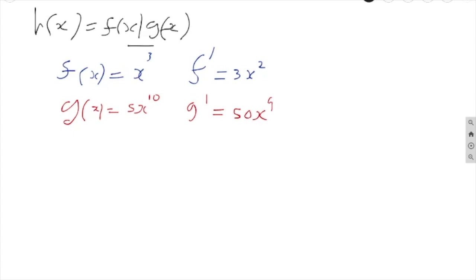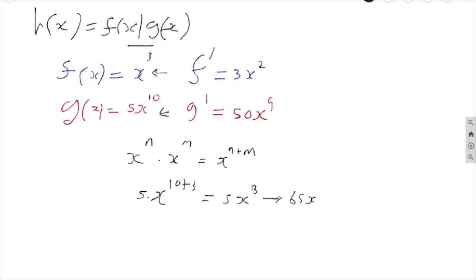And these terms, which are f and g, x cubed and 5x to the 10th, they do multiply. If you know your index multiplication rule, you know that x to the n times x to the m equals x to the n plus m. So we have 5 times x to the power of 10 plus 3, which is equal to 5x to the 13th, which we can apply the usual power rule to. So therefore it will differentiate into 5 times 13, which is 65x to the 12th.